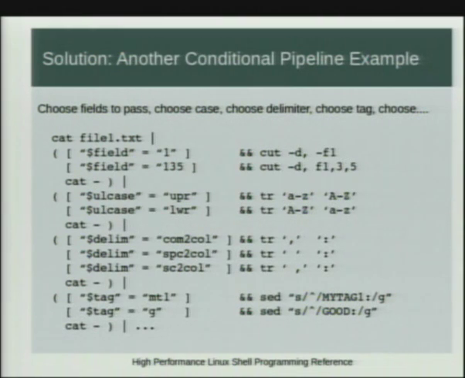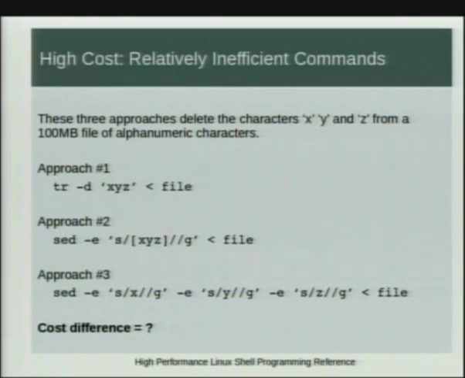Here's a more advanced way of doing it. Same idea. As you can see, you can do just about anything you can imagine in a pipeline, as far as alternate paths, anything you want to do. Here we have 3 different approaches on how to delete the characters XYZ out of a data stream. We can do it either with TR or with sed configured this way or with sed like that.